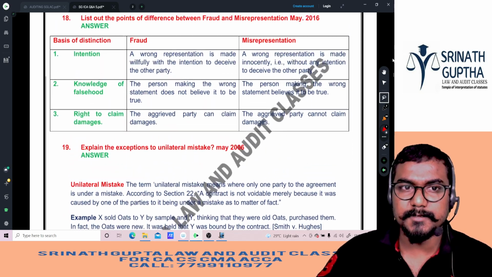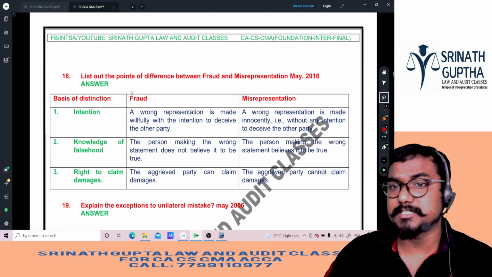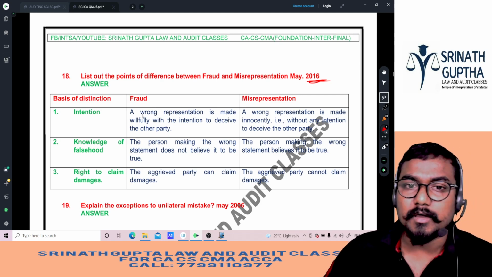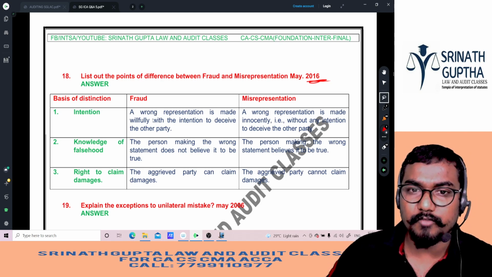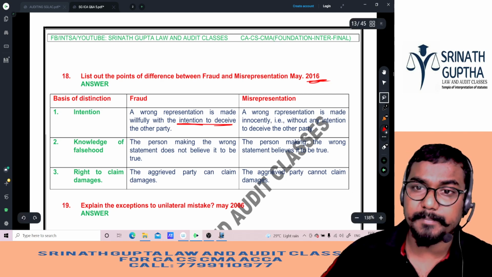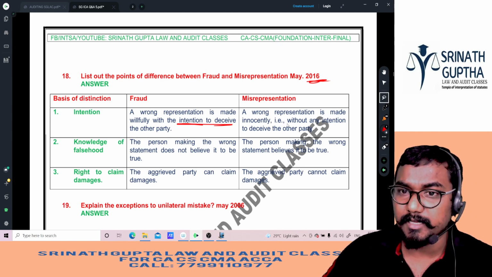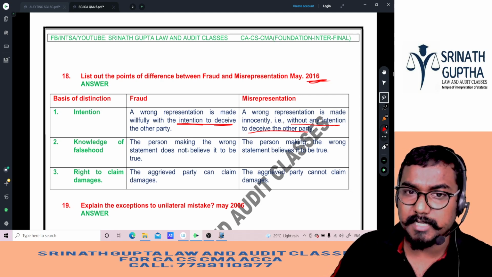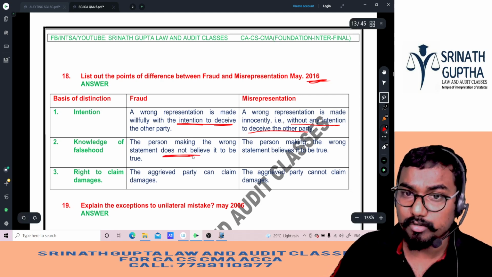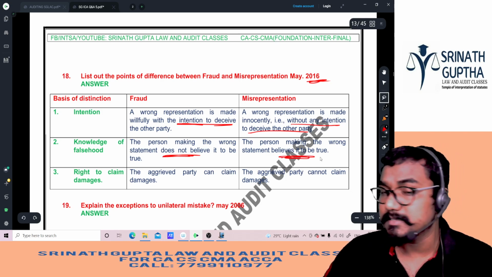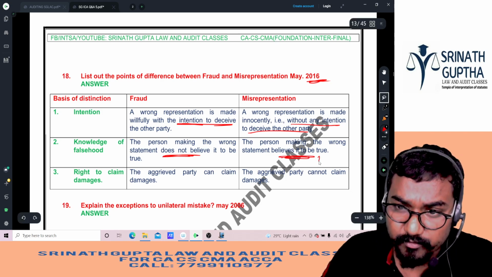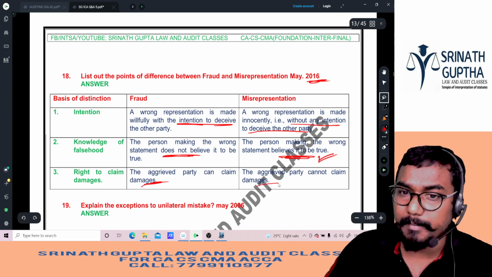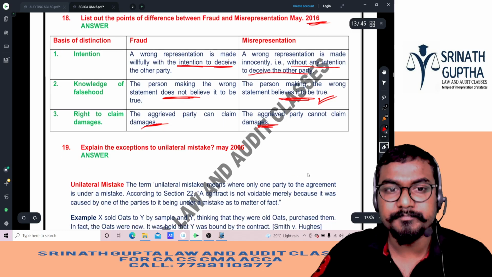What is the 18th question? Difference between fraud and misrepresentation. The question was asked in 2016. Fraud: a wrong representation is made willfully with the intention to deceive the other party. Misrepresentation: a wrong representation is made without any intention to deceive the other party. In fraud, the person making the wrong statement does not believe it to be true. In misrepresentation, he believes it to be true, beta. Here it is innocent misrepresentation. He believes the wrong statement as a true statement. In fraud, the aggrieved party can claim damages. In misrepresentation, the aggrieved party cannot claim damages.